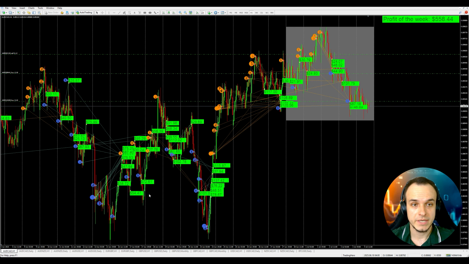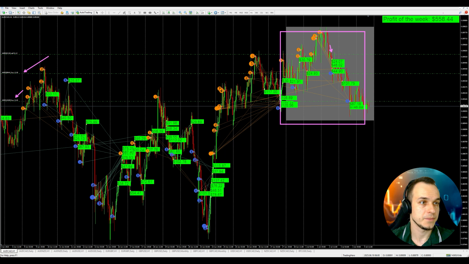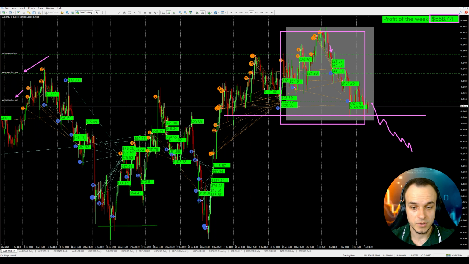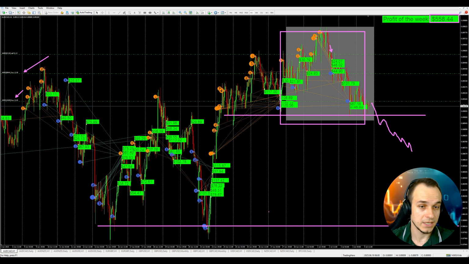So if we check our trades, we can see that this week we closed all the selling trades we were holding from the previous week. We also managed to open a couple of new selling trades, and we also have a couple of buying trades. The profitability of this week is $558, and now we're expecting the price to break this previous support level and move towards the previous local lows.